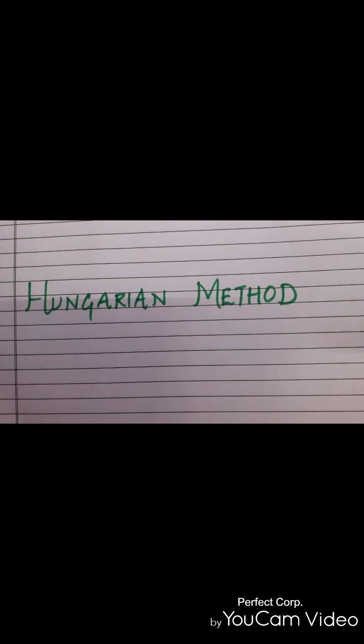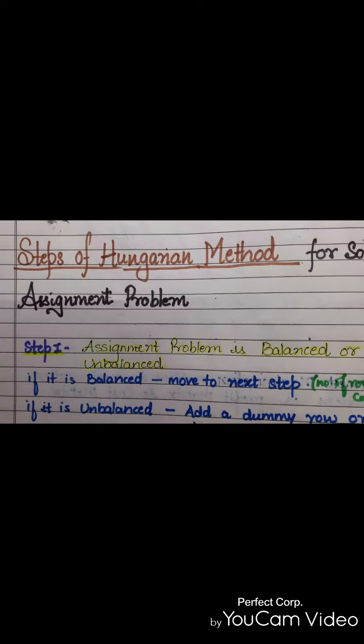The number of steps involved in the Hungarian method is generally 5, and in an elaborated manner they increase to a few further small steps. So I'm going to explain all the steps in a very easy and simple manner. Hope you will understand it in a better way. So let's learn the Hungarian method.